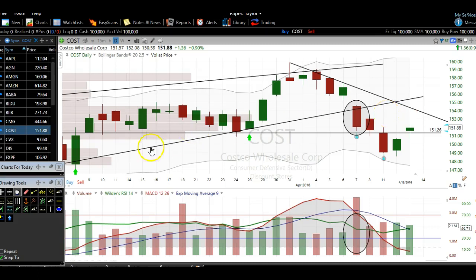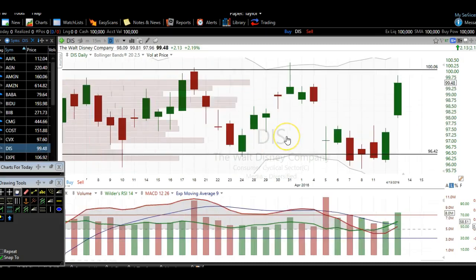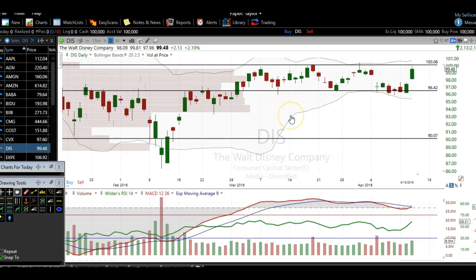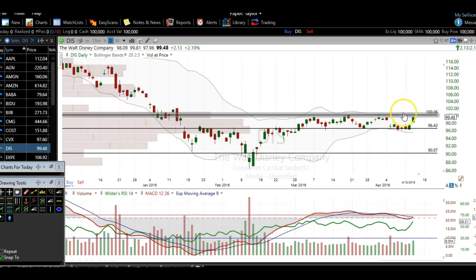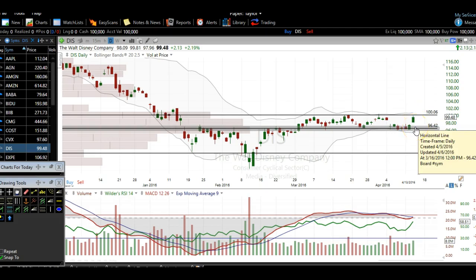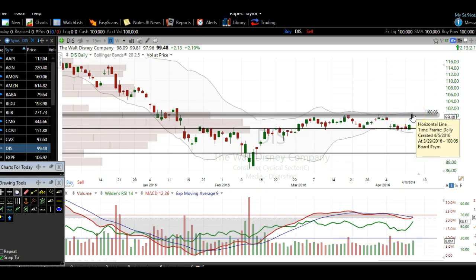Next one I want to cover is Disney. Disney just kind of trading in a box here. We've got the lower end of the box right around 96.40, and then the top of the box is right around 100. So far it's been short the tops, buy the bottoms. Eventually one of those levels is going to break.